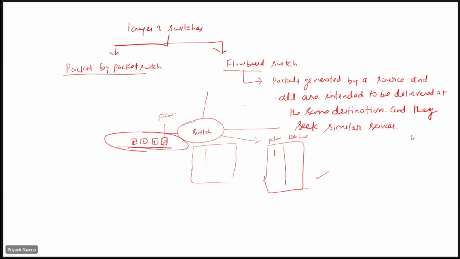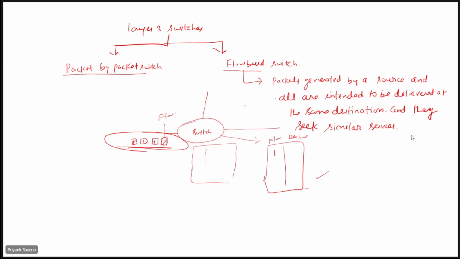So a flow means a group of packets generated by the same source and to be delivered at the same destination, and during their transit in the network, they require similar facility. Similar facility means similar treatment. Basically each router also maintains a flow table. What is a flow?